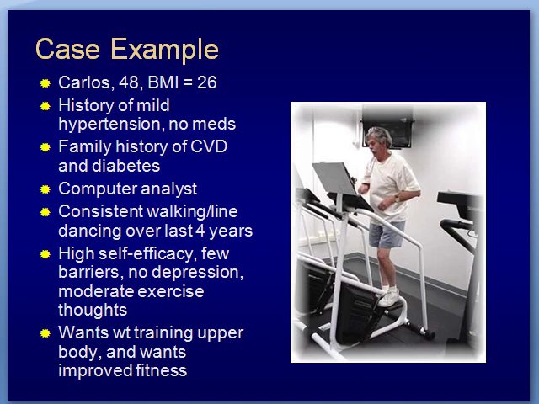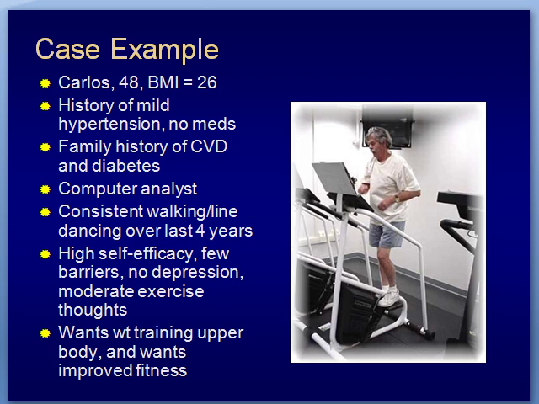So let's have a look at a case. This is Carlos. This is actually not Carlos, just another picture of a person from the exercise facility. 48 years old, works as a computer analyst, BMI 26, so he's a little bit overweight but not obese. Has some mild hypertension, which is related to stress. He's not medicated. He's got a pretty good family history of cardiovascular disease and diabetes, but he himself does not have it. He does have an active social hobby. He's a walker, and he's done line dancing for several years.